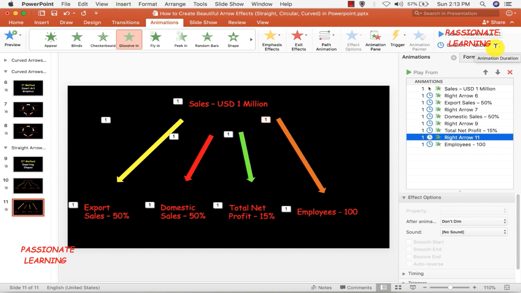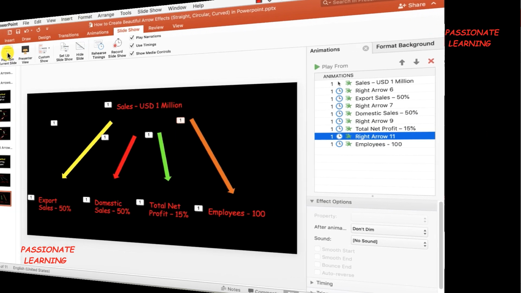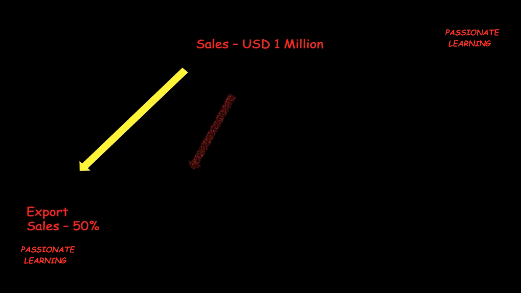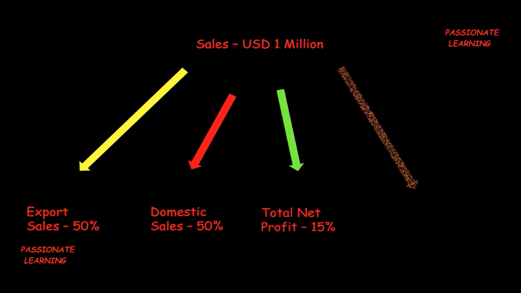Now friends, we have completed the animations also for all of these elements. So let me now save this presentation and play the slideshow from the current slide. So here we are friends. Let me press the enter button now, and you can see here that we have been able to create a beautiful presentation along with data, straight arrows and cool animations. So let me press the escape button and come back.